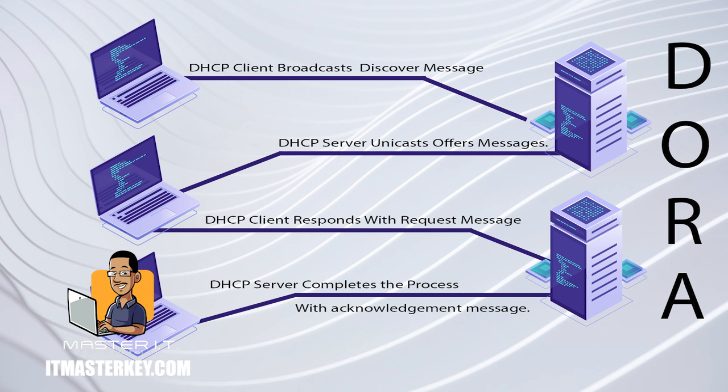Then acknowledge, at the end, the DHCP server actually sends that information and applies it to that client: the IP address, the subnet mask, and the gateway, all the things that you need to get on a network. So this is the DHCP process: discover, offer, request, acknowledge. Real simple, ask the server, hey, can I have an IP address?